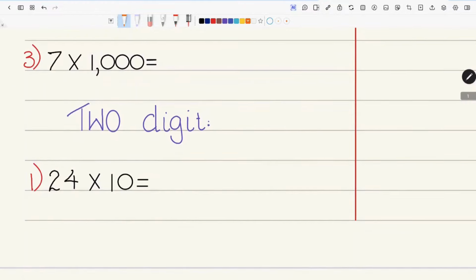If we look at number 3, you have 7 and 1, and you have 3 zeros. Now 7 times 1 is 7. You have 3 zeros. You add 3 zeros, as there are 3 zeros in 1,000. So you add that.